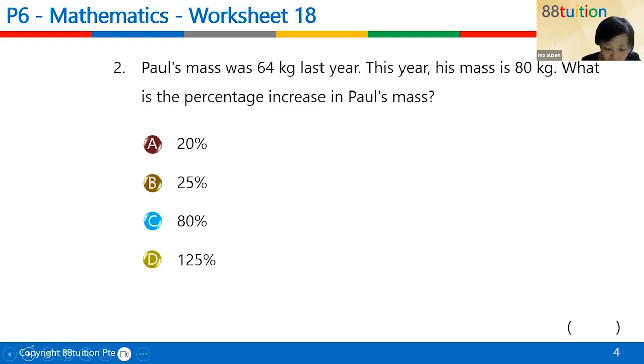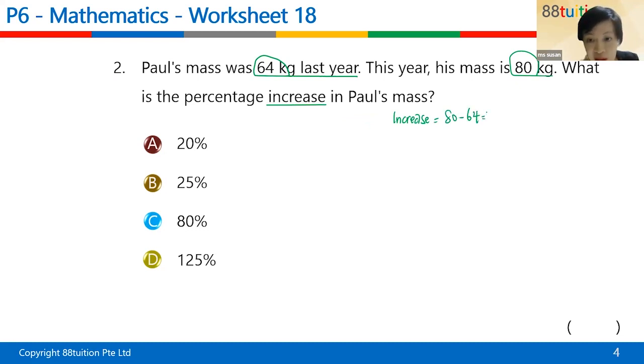Okay. Paul's mass last year was 64 kilograms. That's last year. And this year he went up to 80. So definitely there's an increase, right, from 64 to 80. So what was the increase here? You will be able to see that it is 80 minus 64. 80 minus 64, I will get 16.